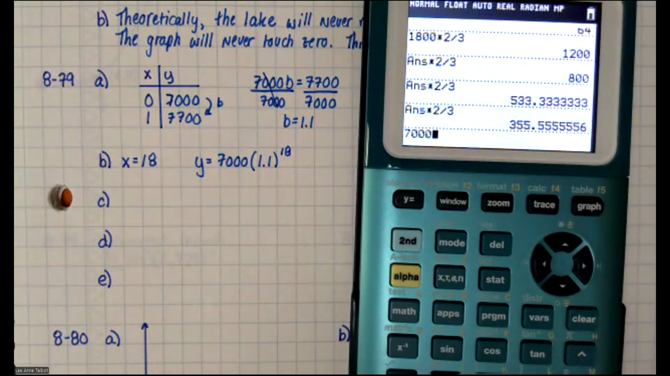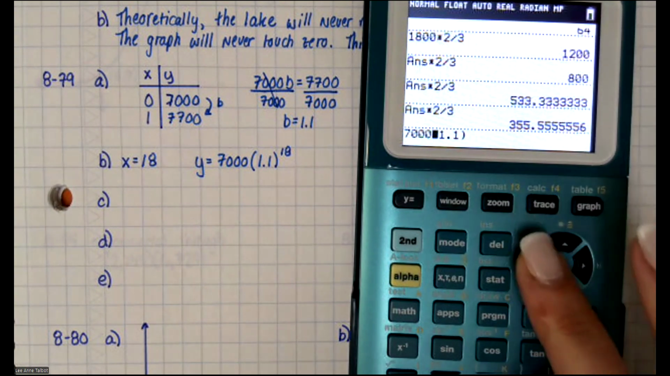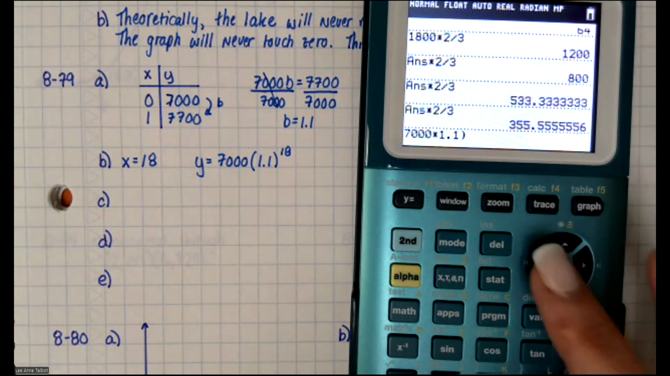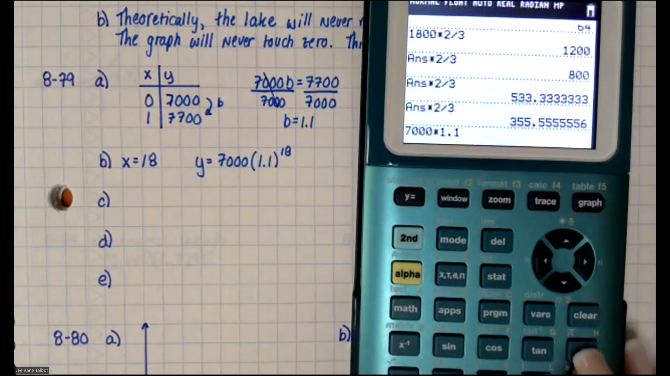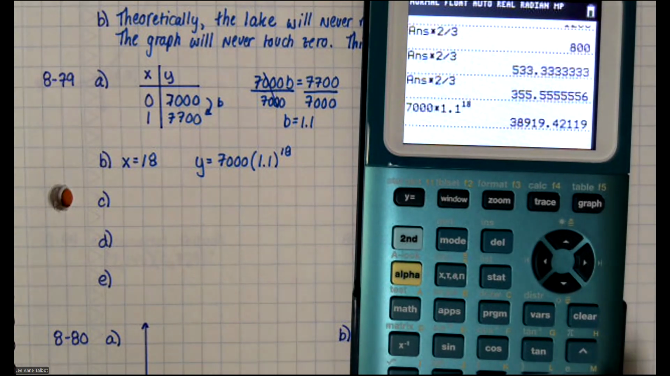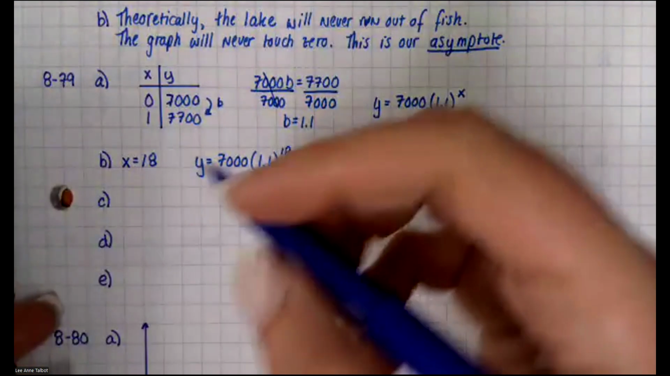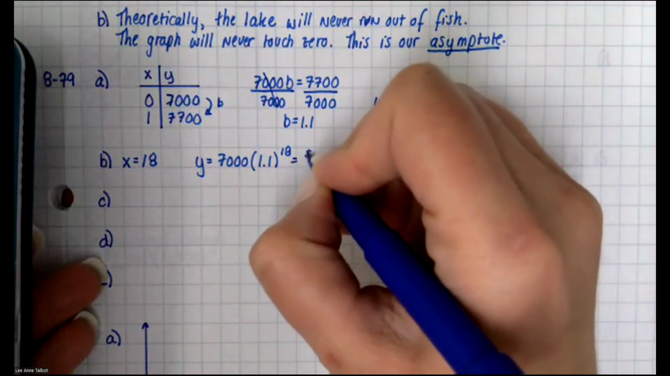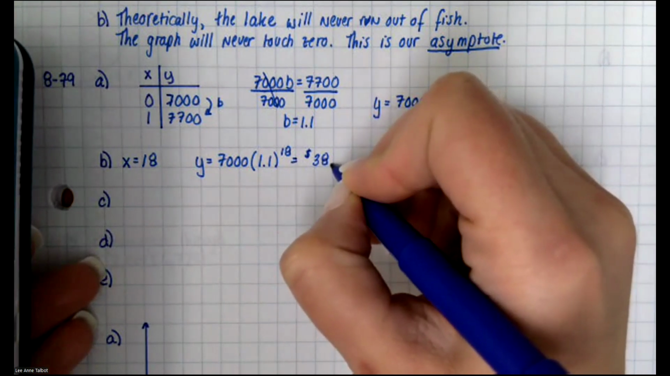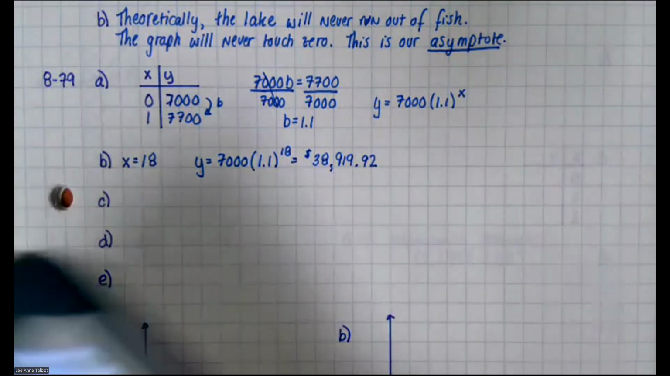So I have 7,000 parenthesis 1.1. You don't even really need the parenthesis. You just need to put times. What matters is that you hit this up arrow for the exponent. That's called the caret. We were just talking about that. $38,919.42. So remember about the money thing. Two decimal places.